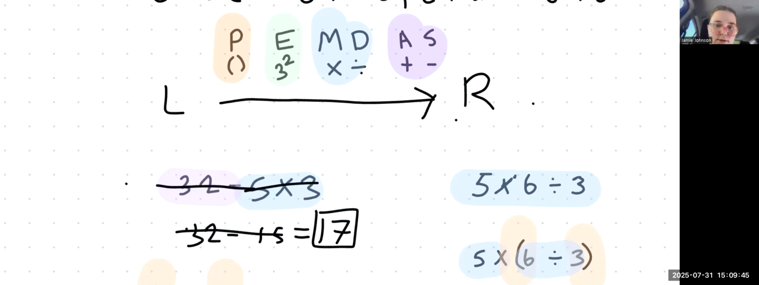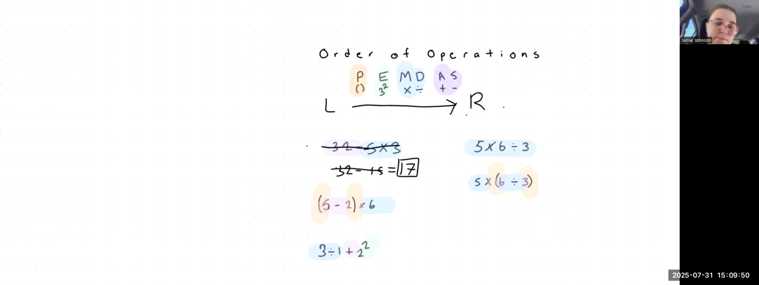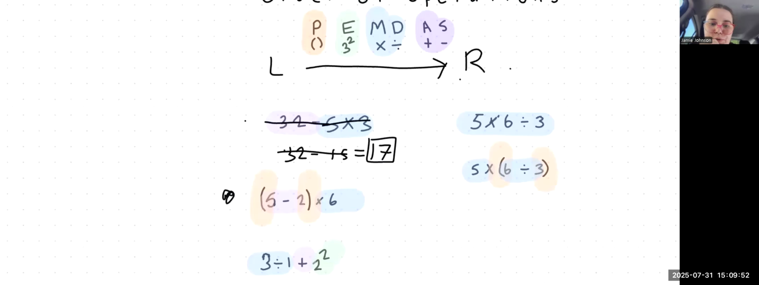Now, we'll go down to this next one here, which reads parentheses 5 minus 2 parentheses times 6. And we work from left to right in the order of PEMDAS. So we have parentheses. We have to do them first, even though in the parentheses is subtraction, and we do multiplication before subtraction. We do parentheses before multiplication. So let's do the parentheses. 5 minus 2 is 3.